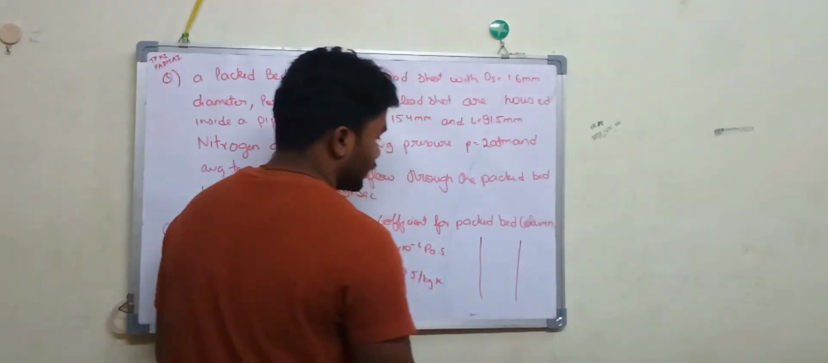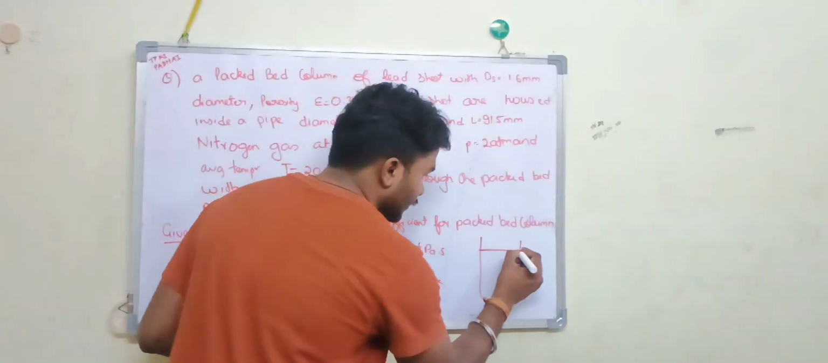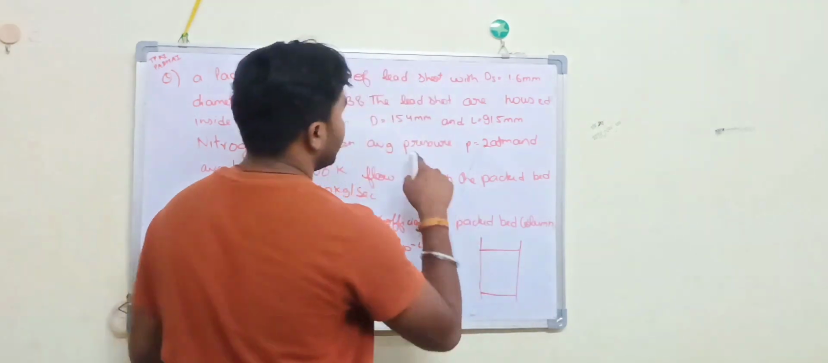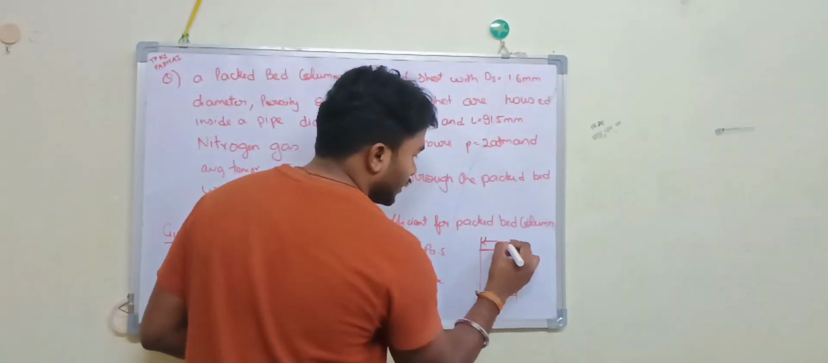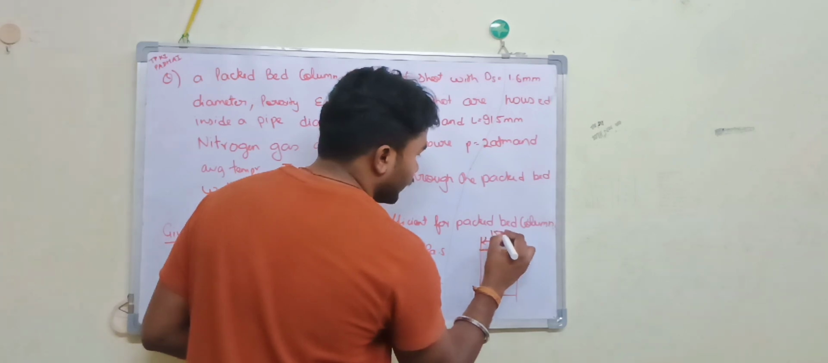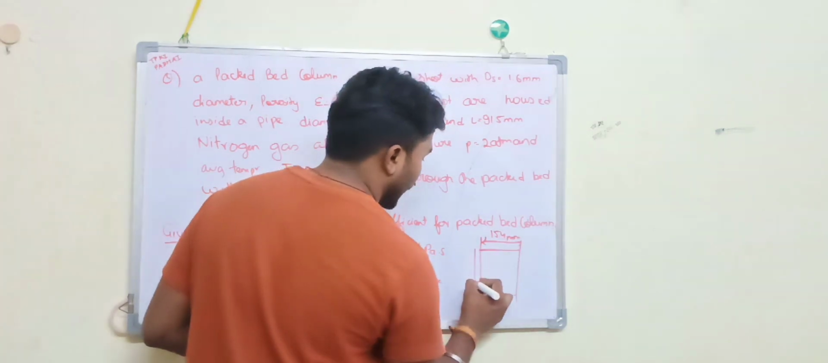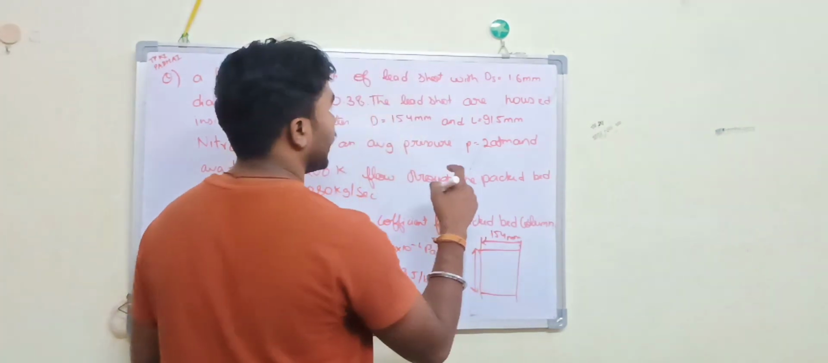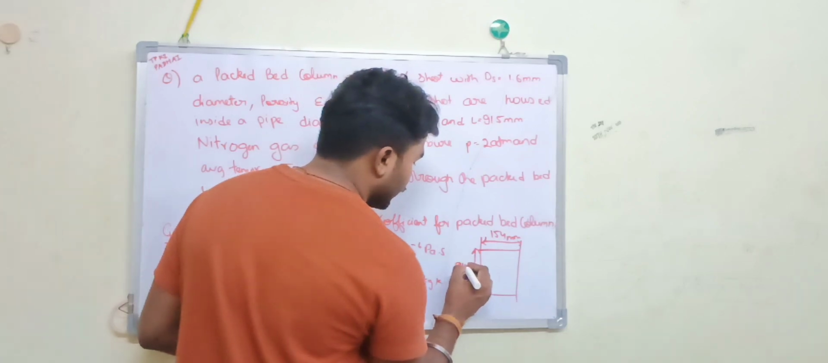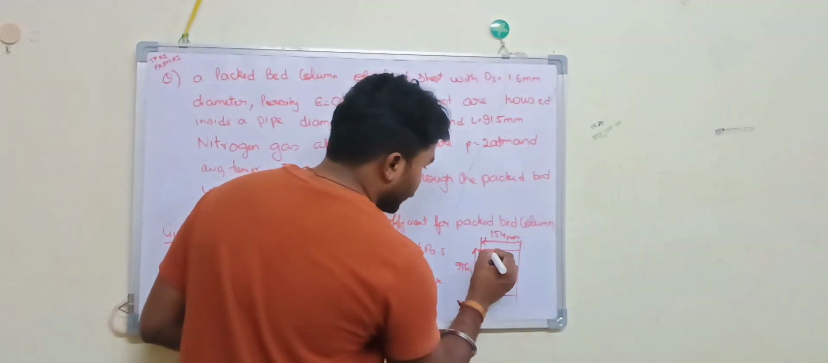As given in the question, a packed bed with given diameter is 154 mm and the length of this packed bed is 915 mm. Lead particles.